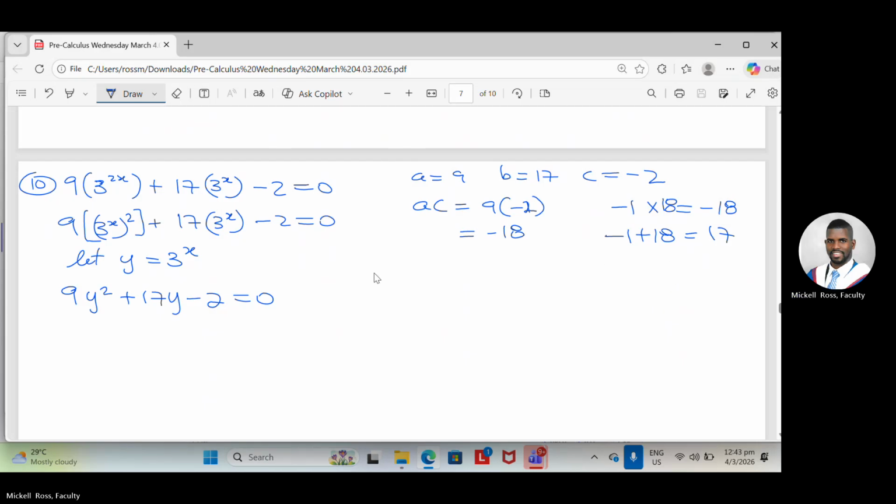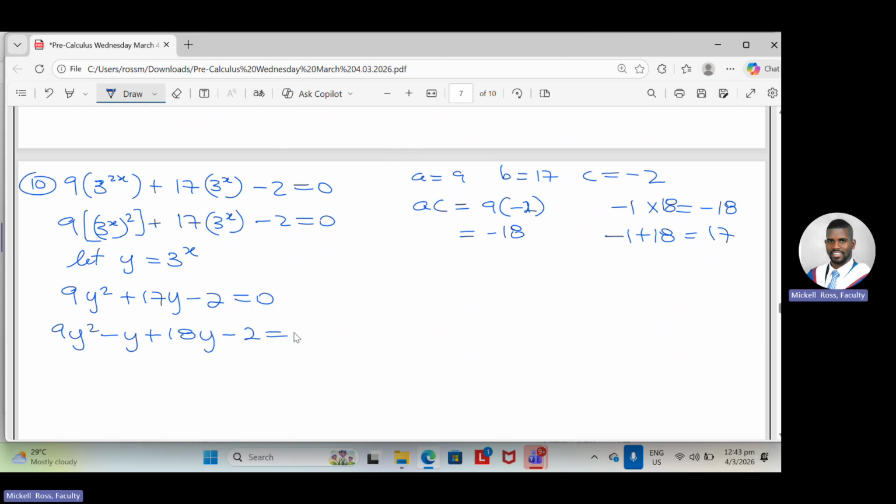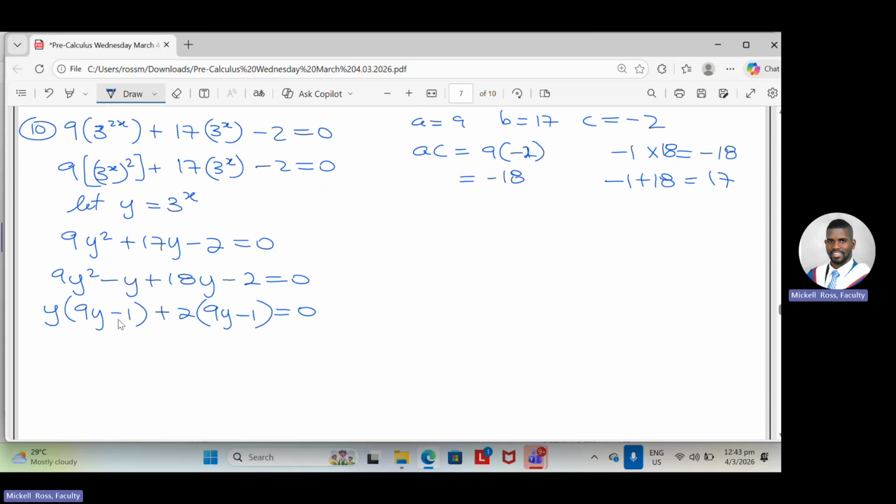So we're going to have 9y squared minus y plus 18y minus 2 is equal to 0. Common between these two terms is y. So we're going to have 9y minus 1, and we still need a 9y minus 1, and we're going to multiply by 2. So we're going to get y plus 2 or 9y minus 1 equal to 0.